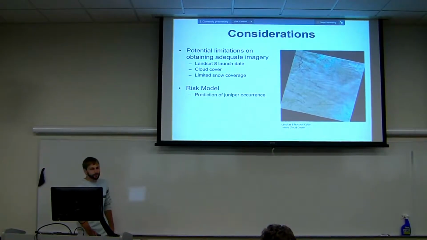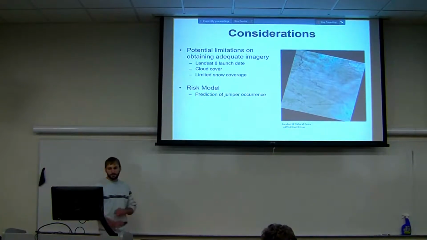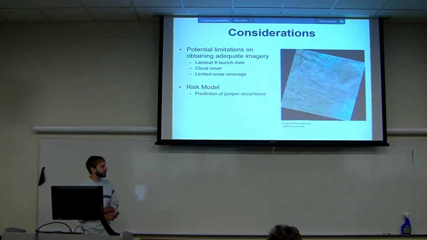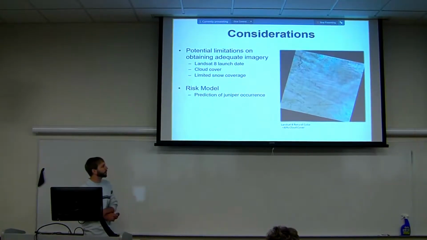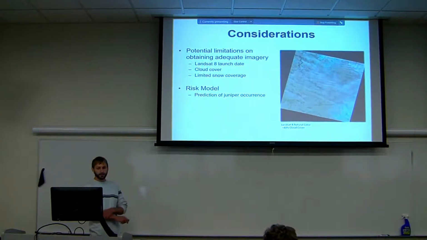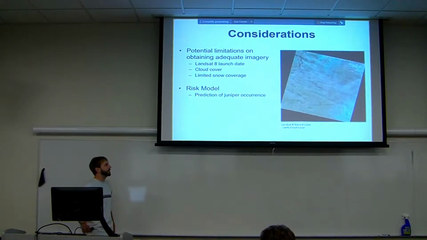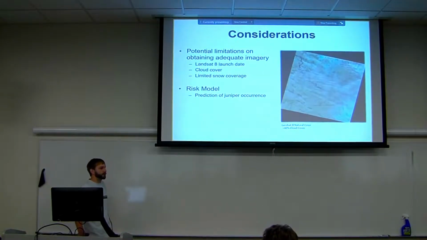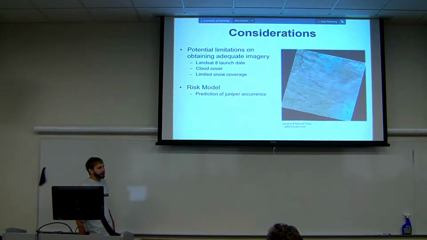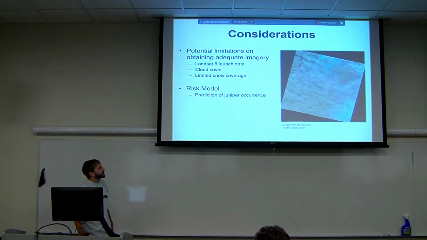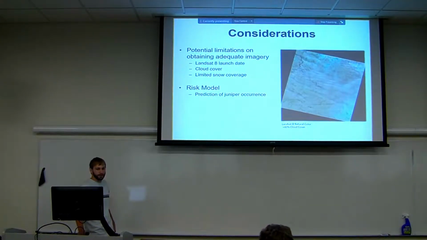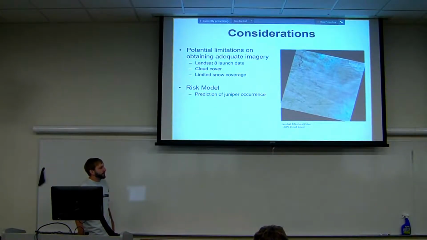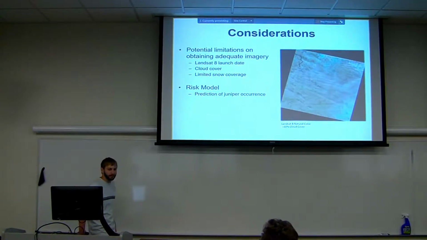Some considerations as we move further with this research. Primarily, we are working with a 30-meter resolution, and this has a potential effect on our lower detection rates in our lower density areas. Additionally, we have a potential limitation in obtaining adequate imagery, as Landsat 8 was launched fairly recently, in conjunction with our bi-yearly high-resolution imagery data sources. We were working with about a 3-year period of time. Obtaining adequate winter imagery is also affected by cloud cover and limited snow coverage.